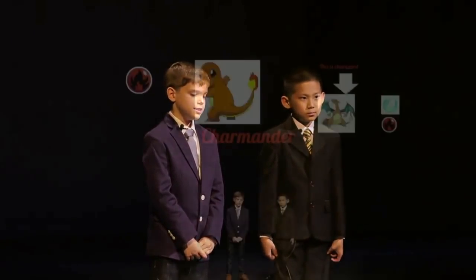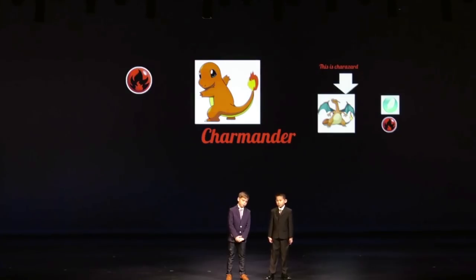This is Charmander. Charmander is a fire Pokemon. This is the fire symbol. This is the fire symbol in the top left corner. And Charmander is based on a fire lizard and was picked by Red in another series.